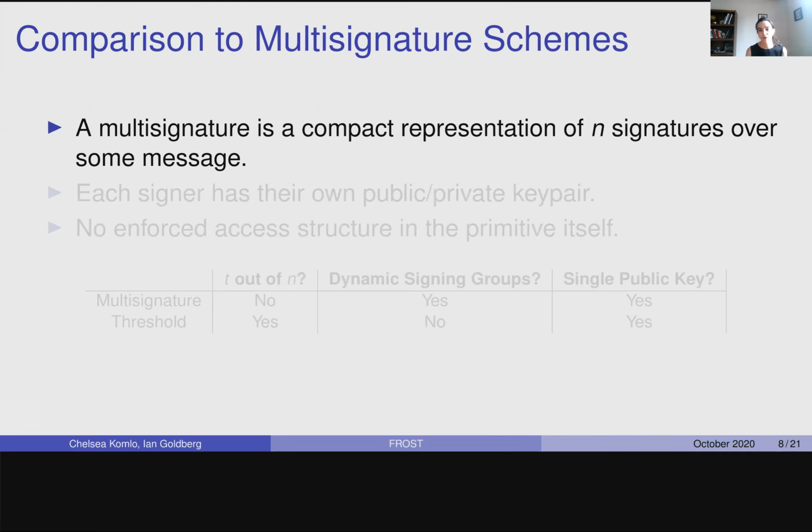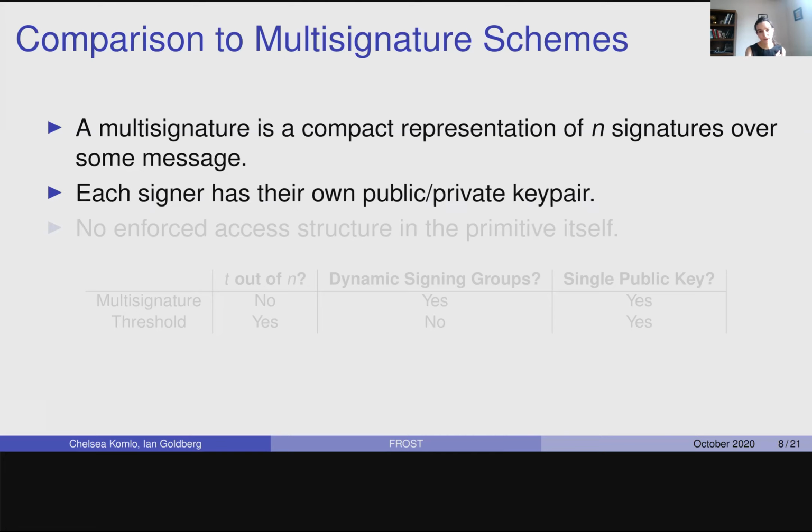And I kind of want to do a quick segue to compare threshold schemes against a very similar notion in the literature, which are often referred to as multi-signature schemes, somewhat confusingly. I want to do this just because it can be a little confusing what we mean by threshold versus multi-signature. By multi-signature, what we mean is essentially just a compact representation of n signatures over some message, and the message can be the same or different depending on the scheme.